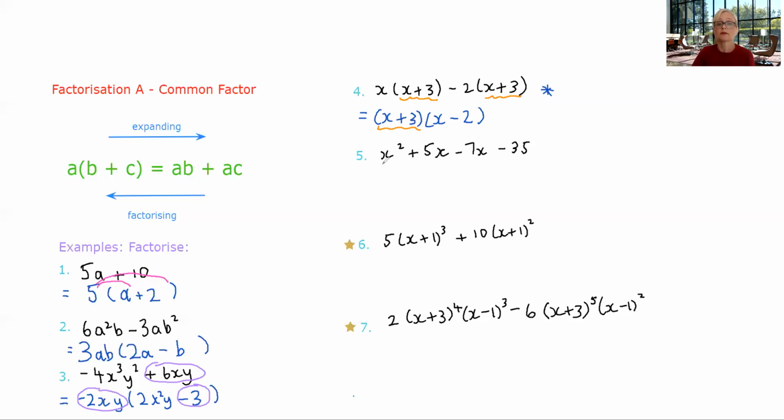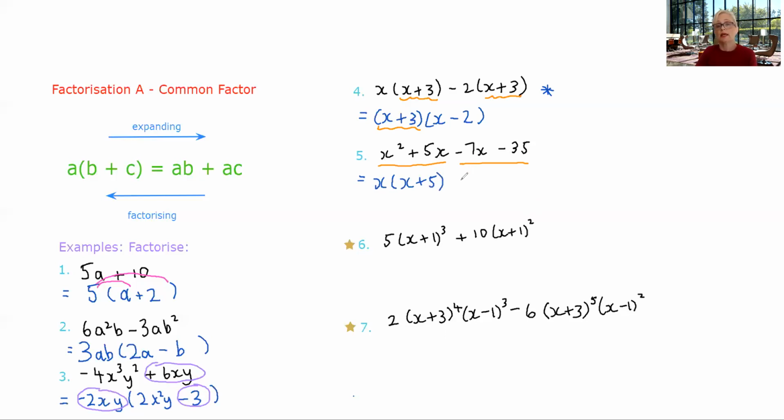Here's another one that's a similar kind of idea, but we've got an additional step to start with. When you have 4 terms, it can be very helpful to consider them in pairs. So if we look at the first pair here, we have x squared plus 5x. We can take an x out of those as a common factor.